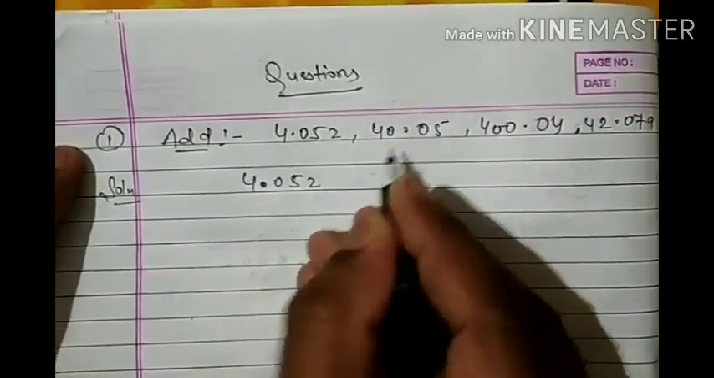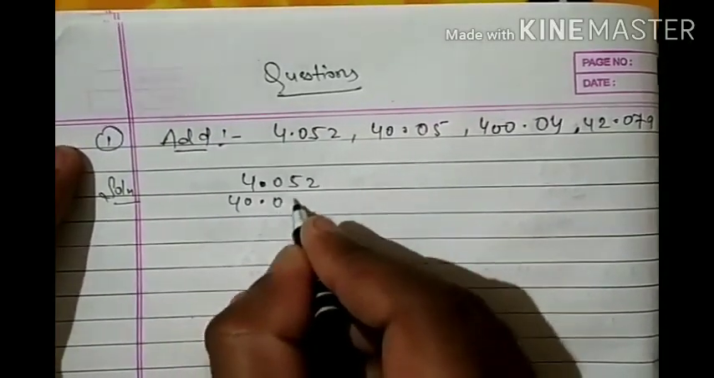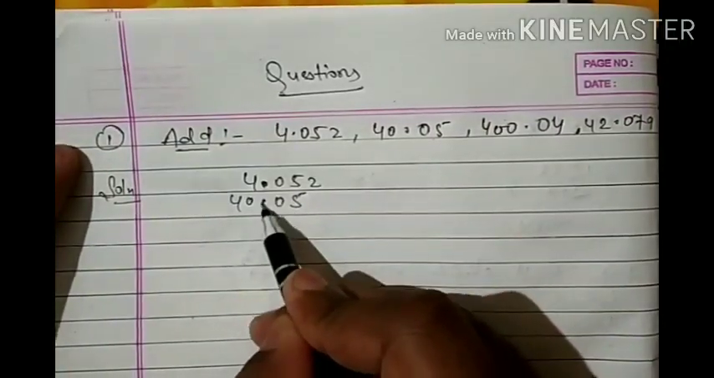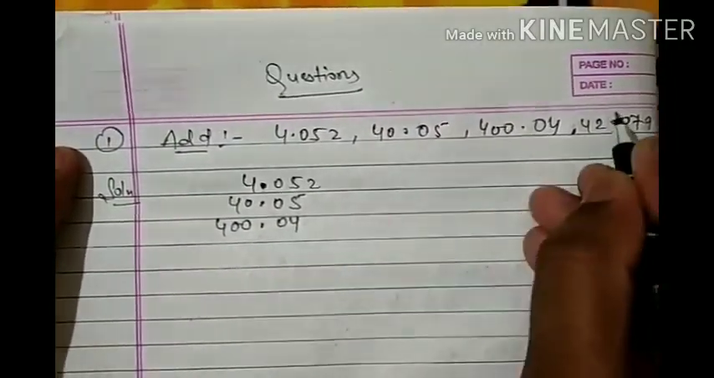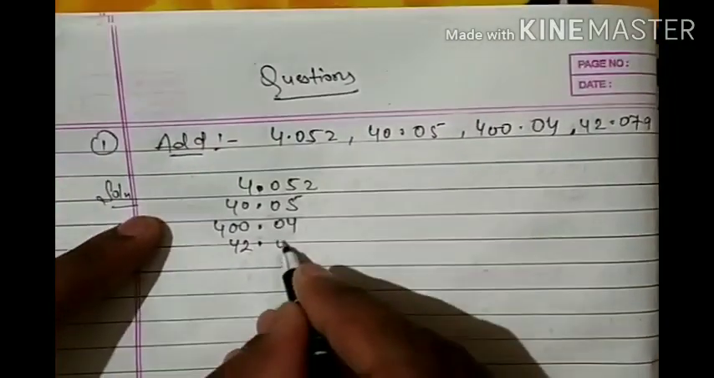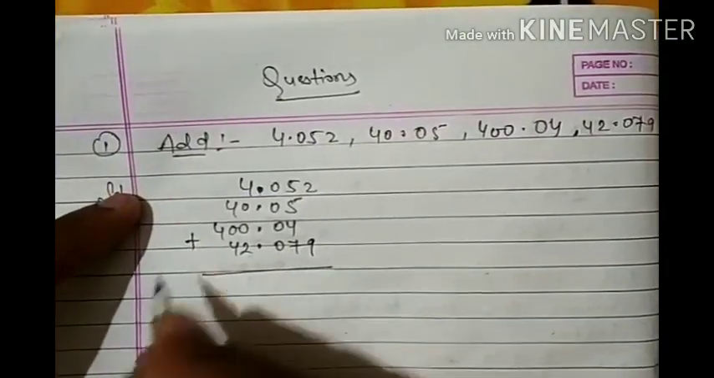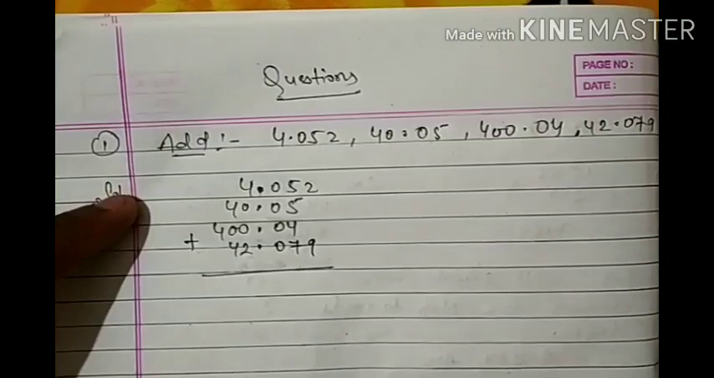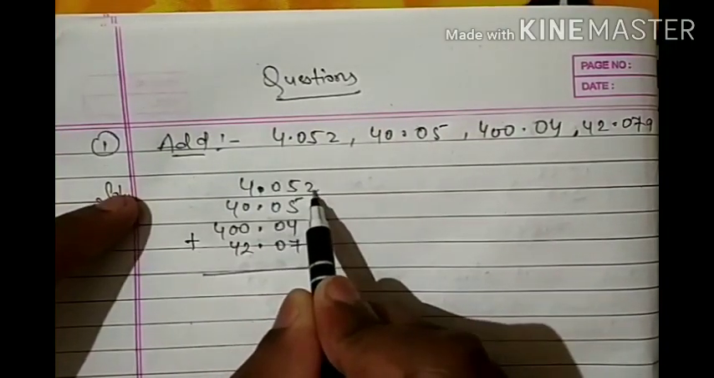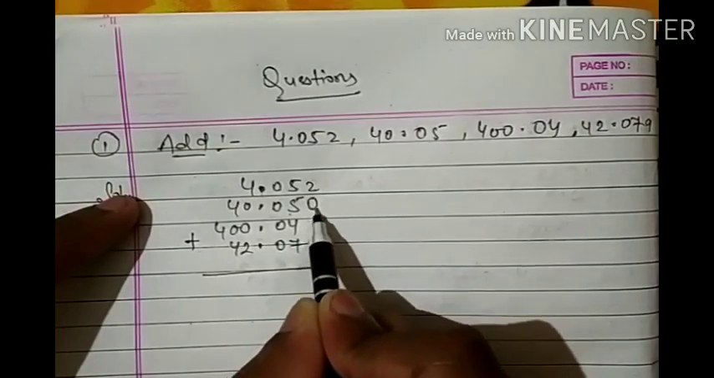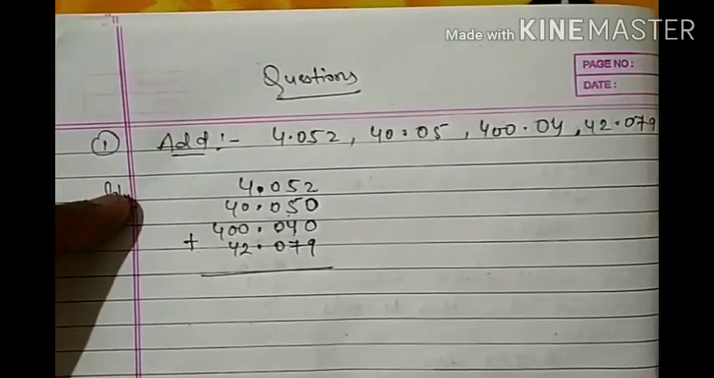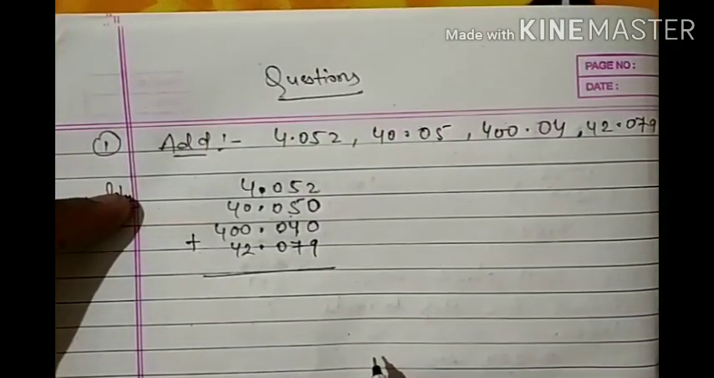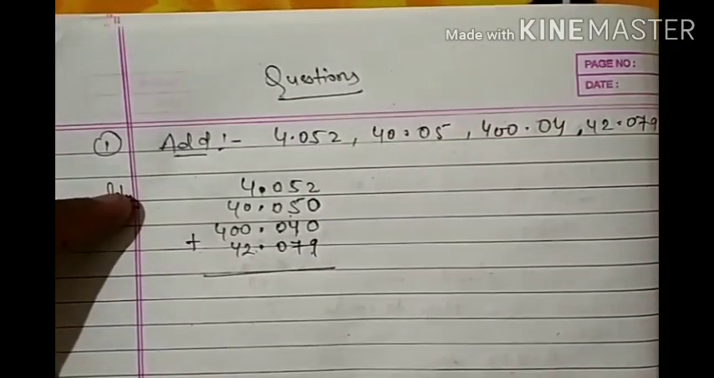4.05, 40.05, 400.04 and 42.079. We write the point just below the point. But we will convert all of these decimals into like decimals. Here we have 3 places of decimal, here we have 2 places of decimal. So we'll put 0 over here to make it 3 places of decimal. Again we have 2 places of decimal, so we'll put 0 over here to make it 3 places of decimal. Now they are all like decimals, and you all know what like decimals are. Having the same number of decimal places are known as like decimals.